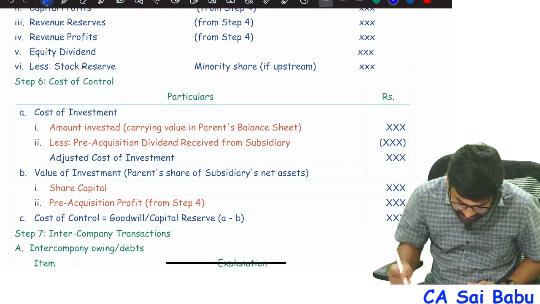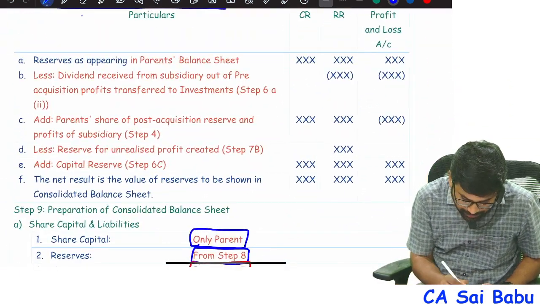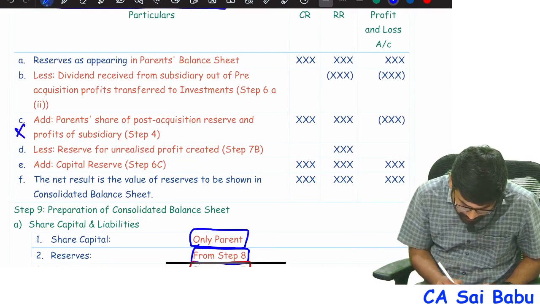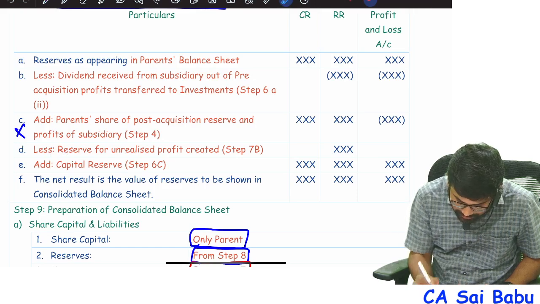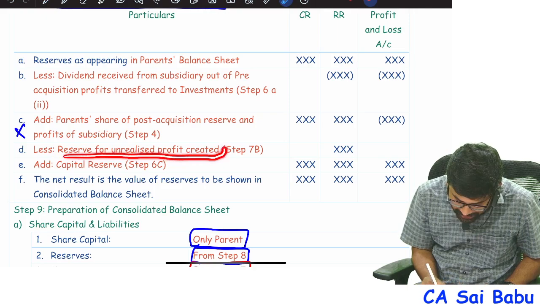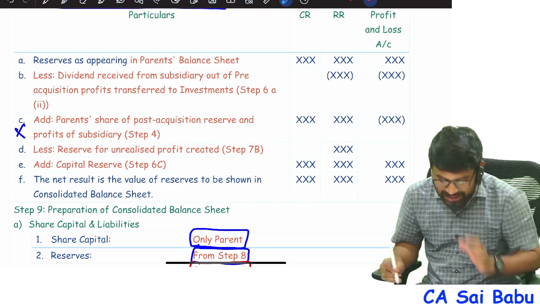If you want, you can check it. Go to step number 8. See this, point D: less reserves for unrealized profit created. Reserves for which profits? Unrealized profit.